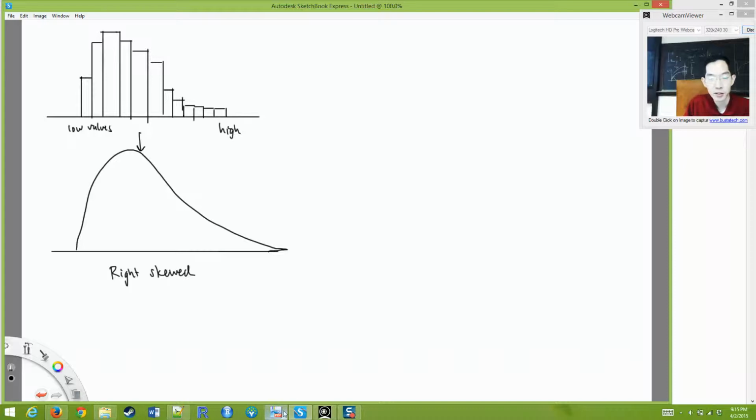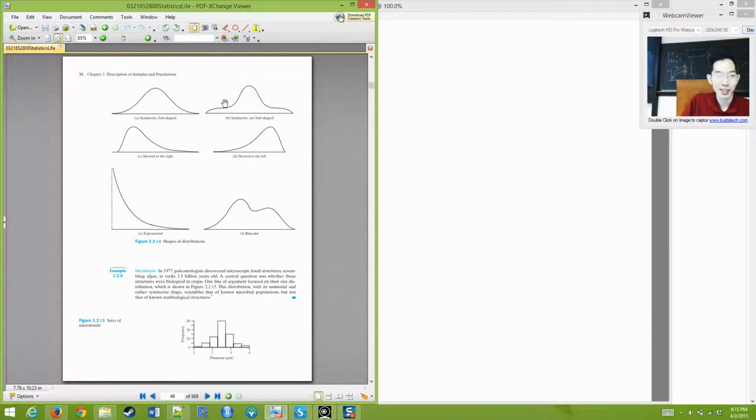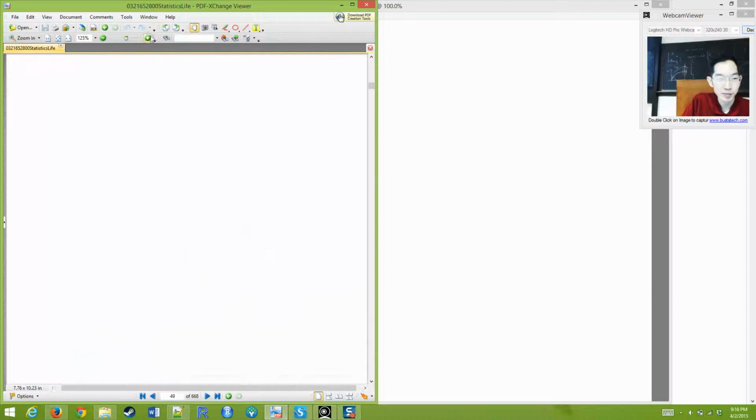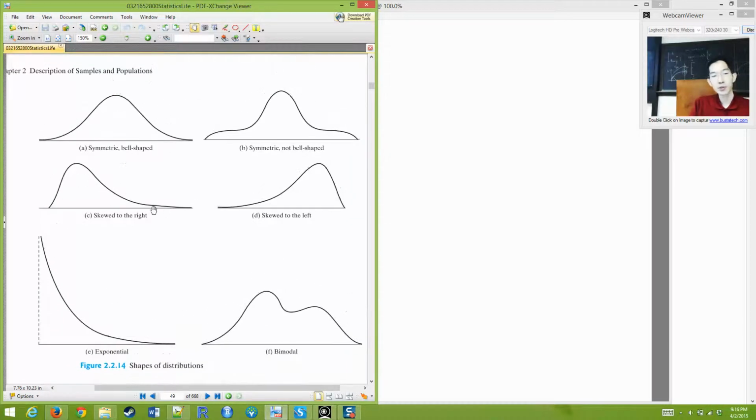I'm going to put up the page from the book, and we have these other shapes. So we have skewed to the right, or right skewed, and skewed to the left. This means the bulk of people have generally larger values. You don't have very many people super high, but you've got some people who are much lower.